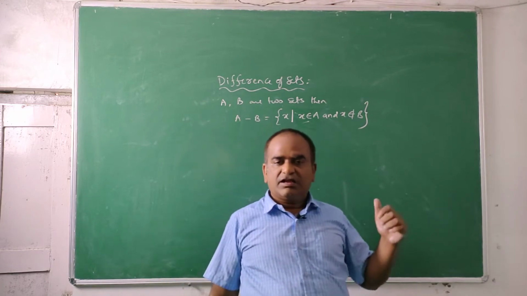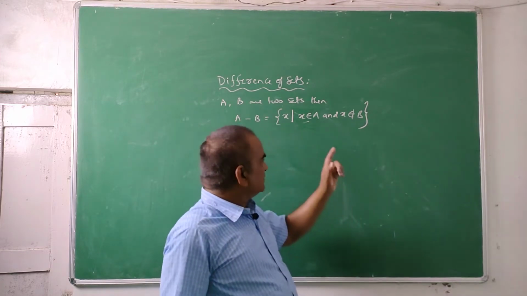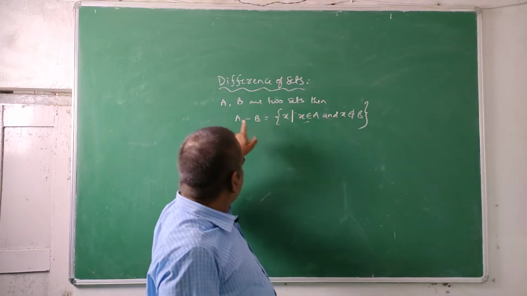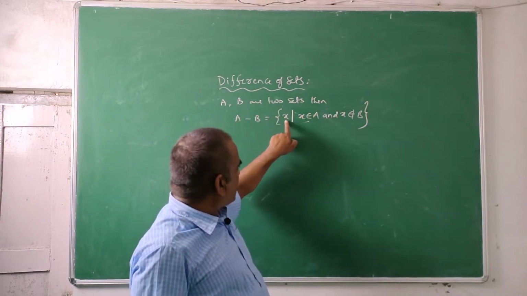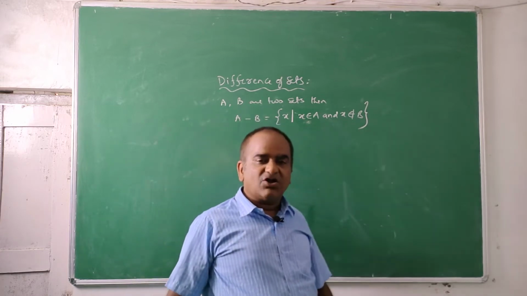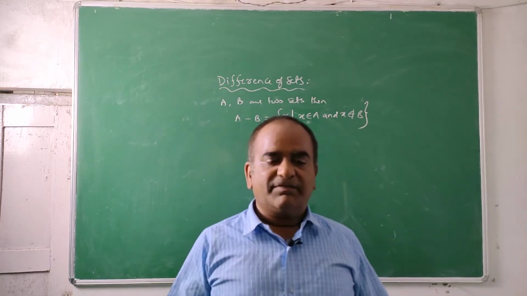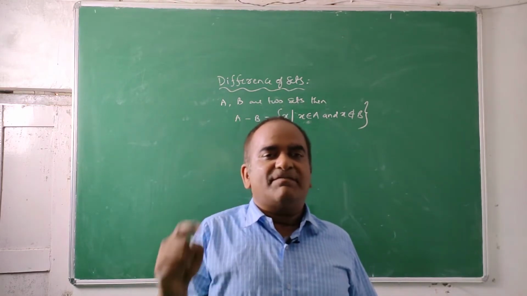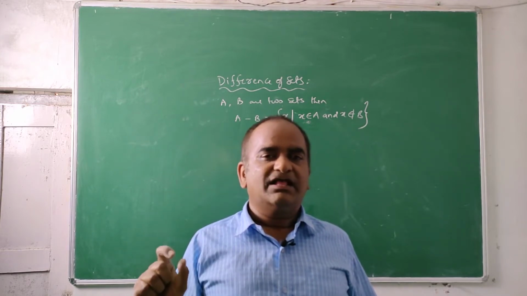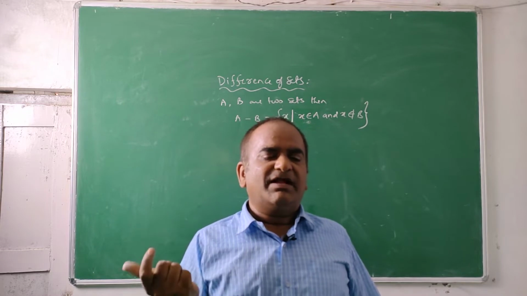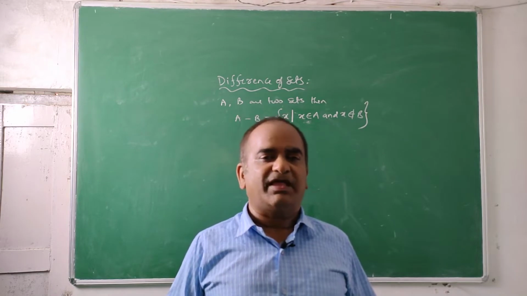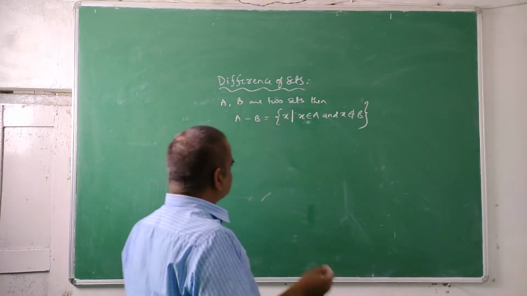So now we are discussing difference of sets. Let A and B be two sets, then A minus B is equal to the set of all x such that x belongs to A and x does not belong to B. That means the exclusive elements of A. So you have to collect the elements of only A. Those elements which are in common you have to ignore and collect only the elements of A. It is called A minus B.